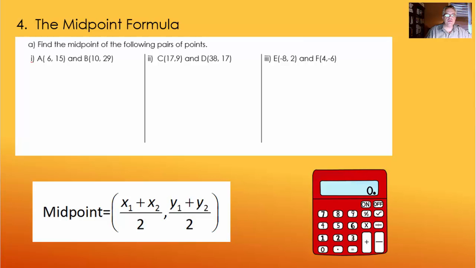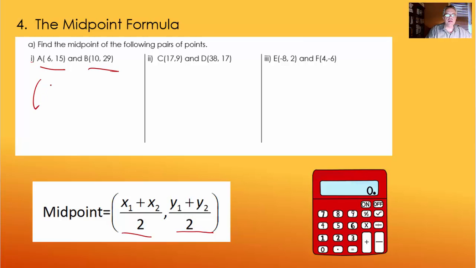So the midpoint formula looks a little abstract. It's got all these x1s and x2s and y1s and y2s, but all it is is an average. This is the average of the x's, and this is the average of the y's. All right, so let's give it a try. We want to find the midpoint of these two points.